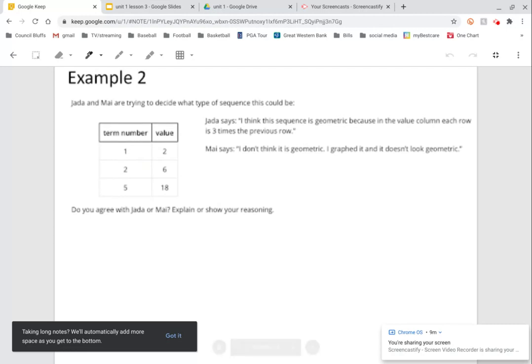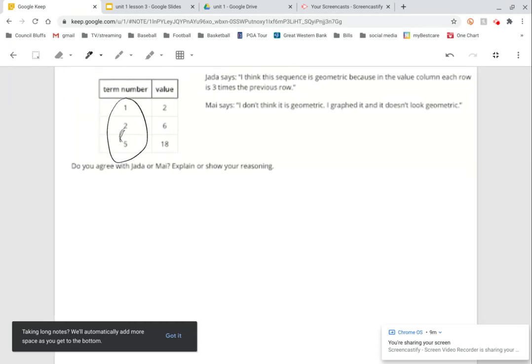Okay. So if I look at what Jada said, clearly it looks like I'm multiplying by 3: 2, 6, and 18. There is a problem, though. She didn't look at this row. Term 1 is 2, term 2 is 6, but then she jumps to term 5. So I'm going to recreate this table down here. Pardon my horrible handwriting.